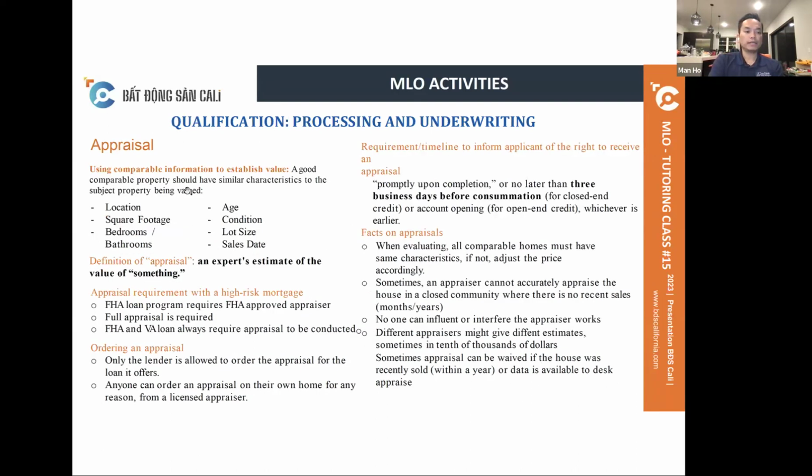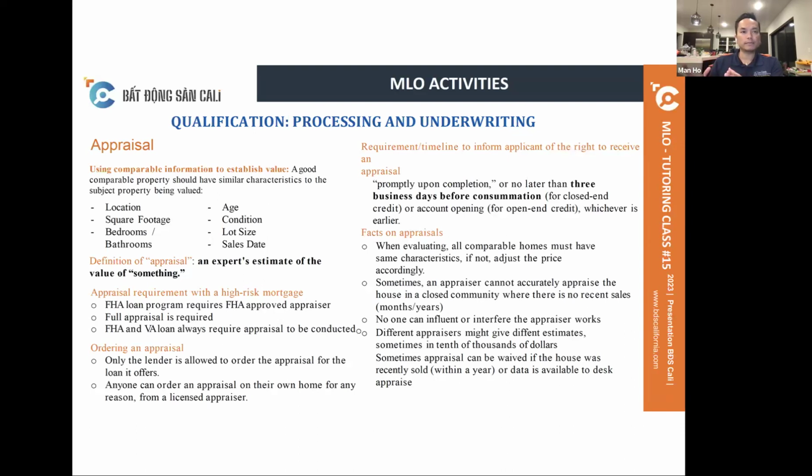So appraisal using comparable information to establish the value is a good approach. Compare with properties with similar characteristics like location, square footage, bedrooms, bathrooms, age, condition, lot size, or sales date. If it sold 12 months ago, it may be different than if you sell it now. It may now be more expensive, or in a downturn market, if you sold 12 months ago, it may be higher than if you sell now, right? So the time is also crucial as well.